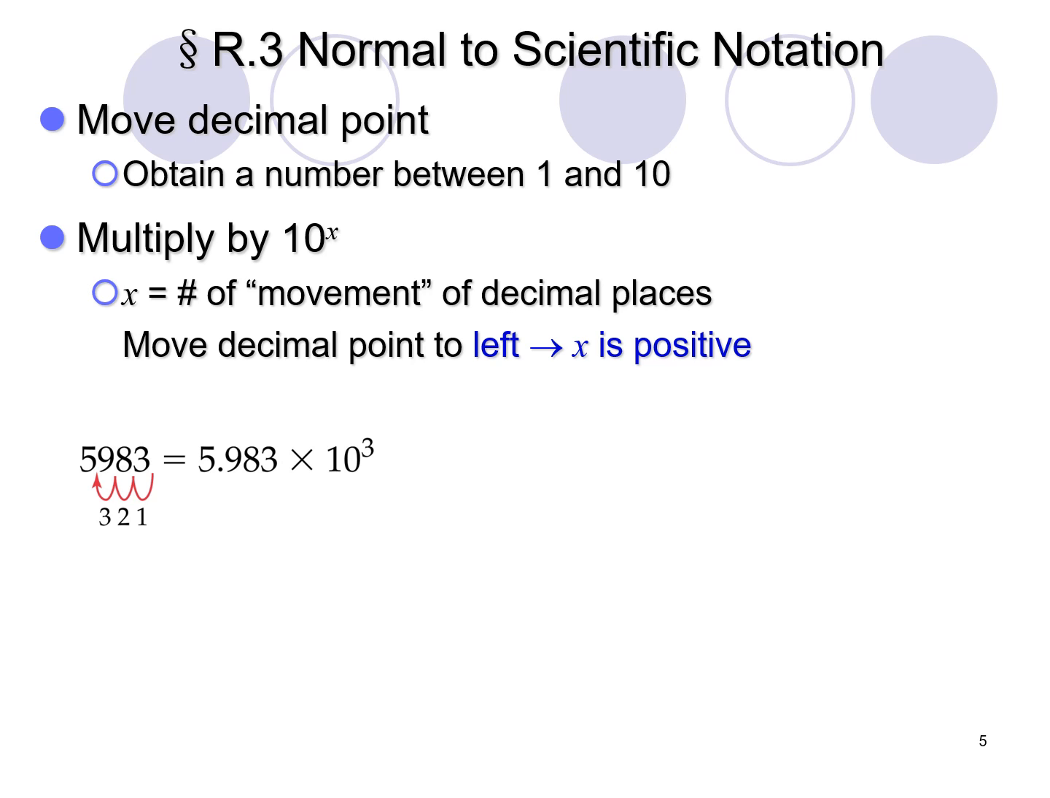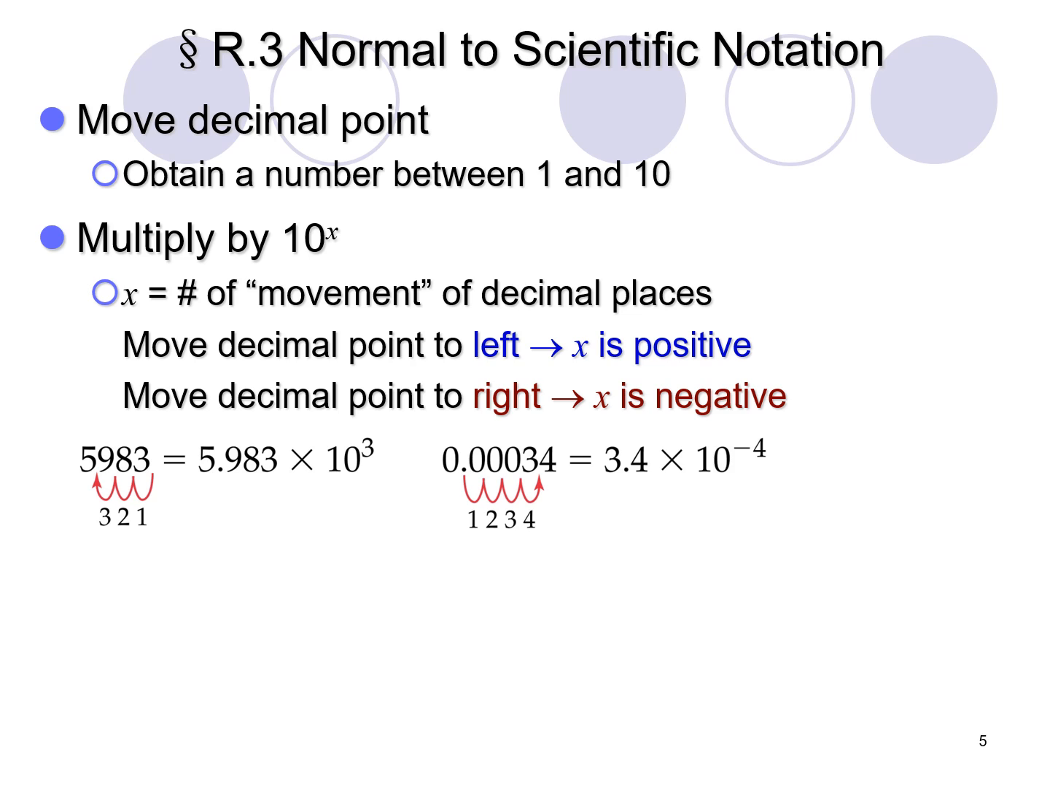So x is equal to the number of movements of the decimal place. X should be positive if we move our decimal place to the left, because we decrease the value in order to obtain the number between 1 and 10. On the other hand, if we have to move our decimal point to the right in order to obtain the decimal part, the exponent must be negative, because when we move a decimal point to the right, we increase the value by a factor of 10 every time we move it.